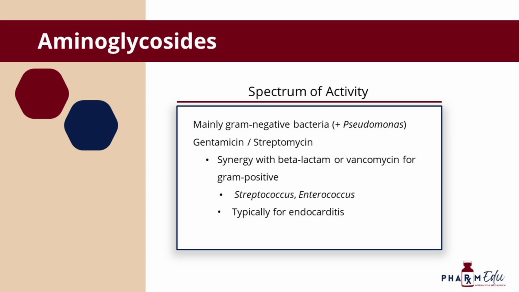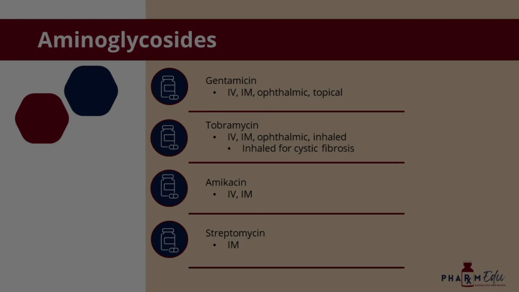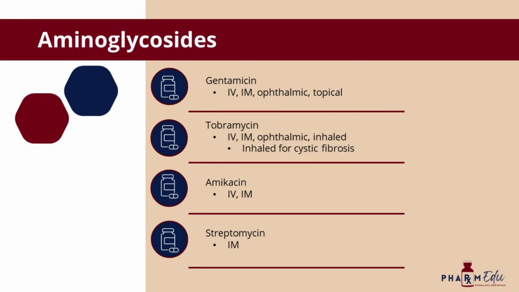In terms of the spectrum of activity of aminoglycosides, they're mainly going to work on gram-negative bacteria. They will have Pseudomonas coverage. Gentamicin and streptomycin together can be utilized for synergy with gram-positive cocci, particularly for Streptococcus and Enterococcus. Aminoglycosides can also be combined with a beta-lactam or vancomycin for the same reason, and this here is typically used for endocarditis.